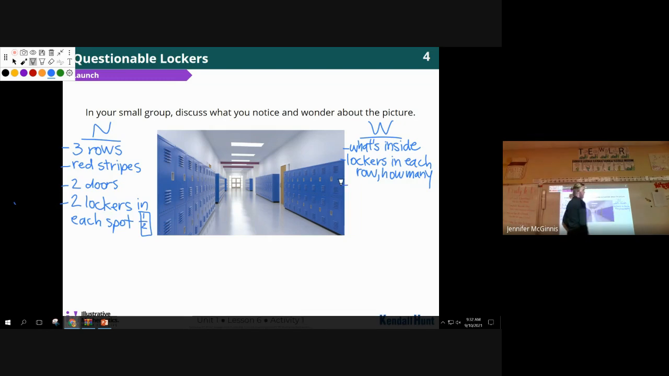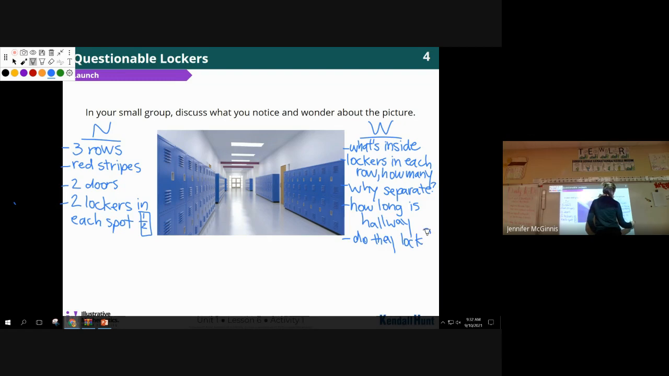What else do we wonder? What else do we wonder, Riley? Why are they all separated? Why are they separate? What else do we wonder? Ethan? How long is the hallway? Okay, a little bit of measurement action going on here. I'm good with that. How long is the hallway? And one more, Lucia. If they have locks on the lockers. Do they lock? Okay.